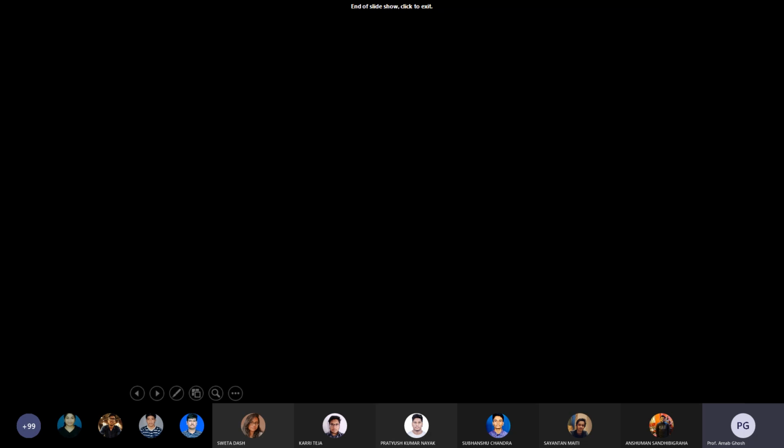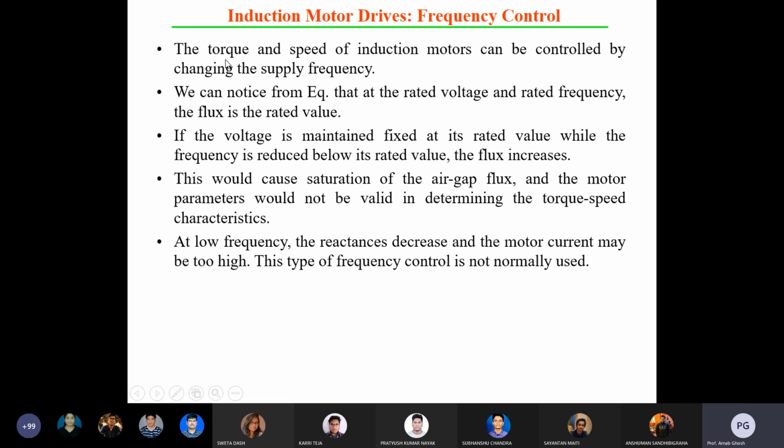Now the motor torque and the speed of the induction motor can be controlled by changing the supply frequency, that is V by F control. Beyond the base speed, you can control by changing the supply frequency. We can notice from the equation that at rated voltage and rated frequency, the flux is at its rated value. So all the things are rated.